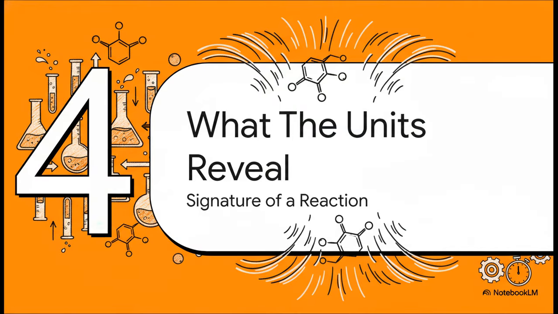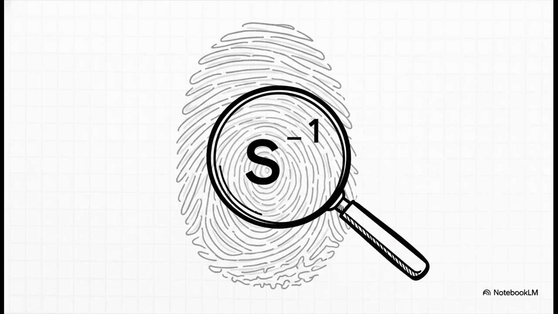Okay, so we found our answer, s inverse, but who cares? Why does that even matter? What does per second actually tell a chemist? Well, this is where it gets really, really powerful. Here's the most important takeaway. That unit, s inverse, or per second, it acts like a unique fingerprint. If you are ever looking at a rate constant and you see those units, you know instantly that you're dealing with a first-order reaction. It's a dead giveaway.